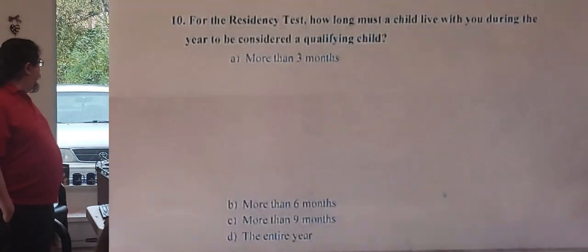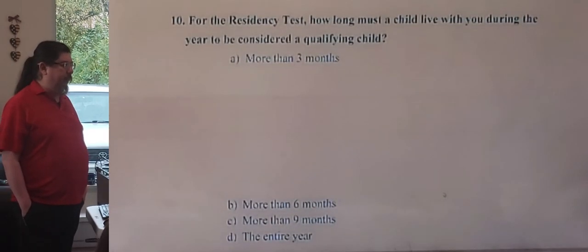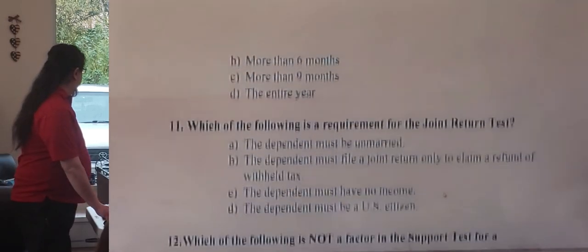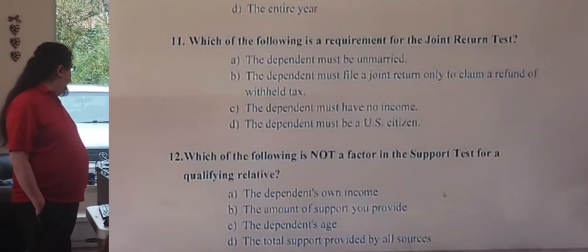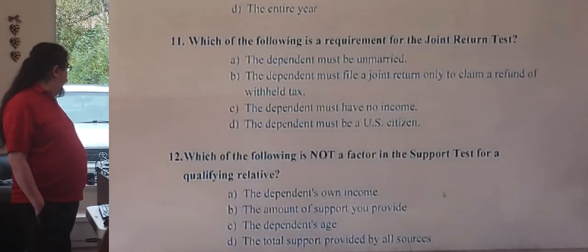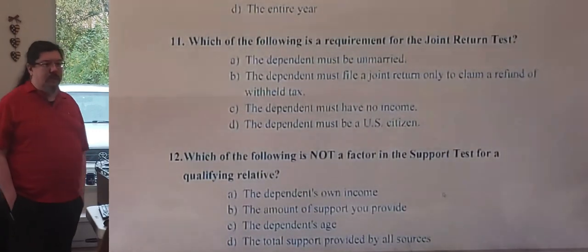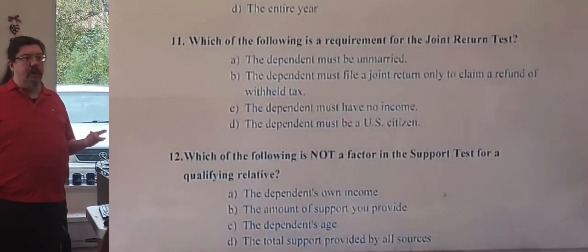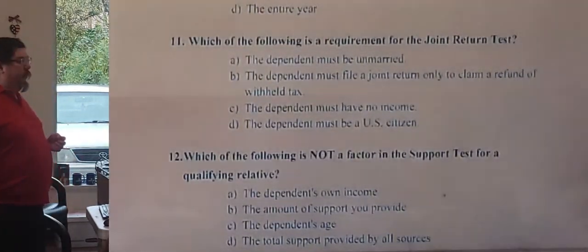So for the residency test for a qualifying child, how long must the child live with you during the year? More than 6 months. Which of the following is a requirement for the joint return test? A, and B is also correct too, so I don't know if they give us these questions with more than one correct answer. The dependent is either unmarried, or if they are married, they don't file a joint return, or if they do file a joint return, it's only to get a refund of withholding.